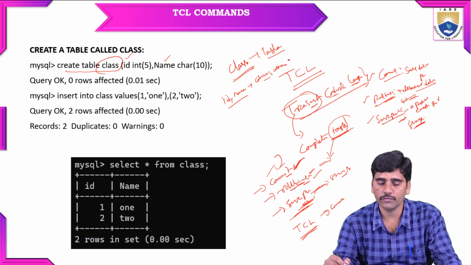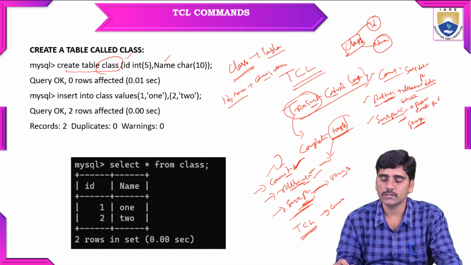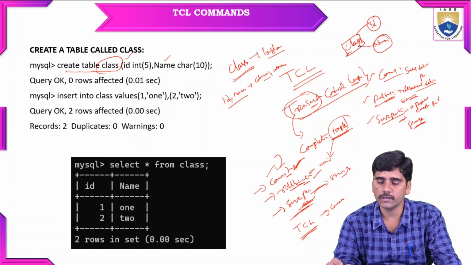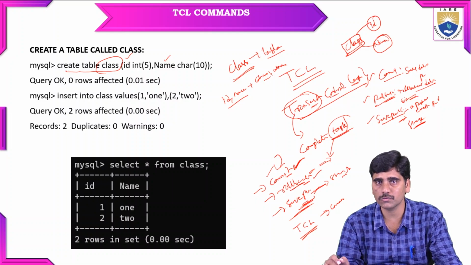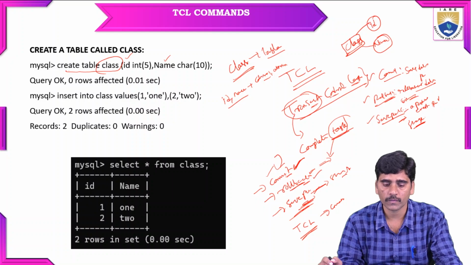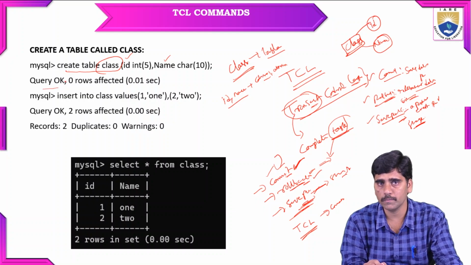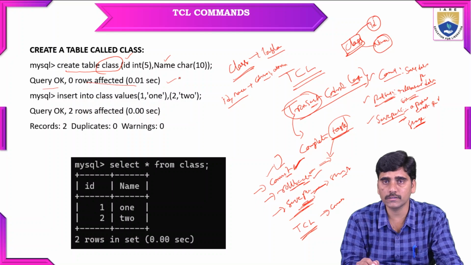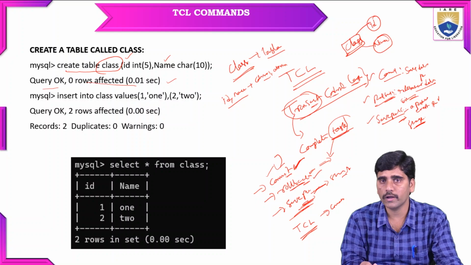In the diagrammatic way you can represent it like this. Class is an entity, and for this class, ID is an attribute and name is an attribute. This is the way you can represent your entity and attributes. So here I am creating the class, which contains ID and name. After creating the table, it is successfully created. It displays Query OK, 0 rows affected, executed within 0.01 seconds. Now I have created a table.